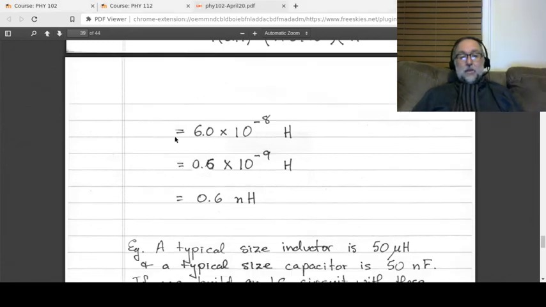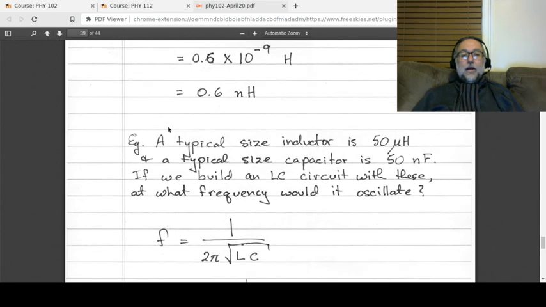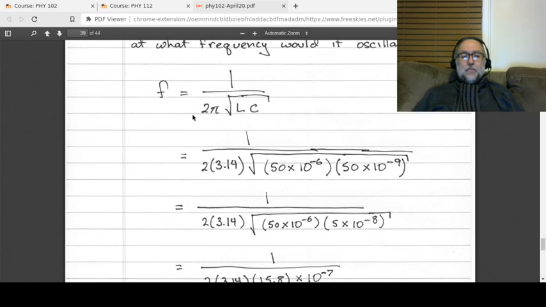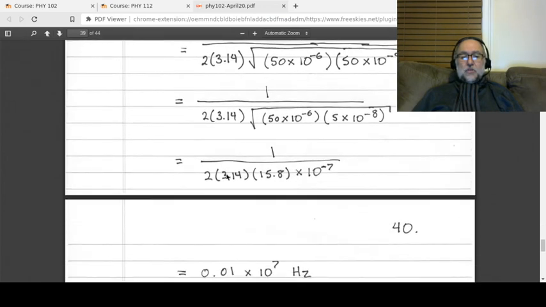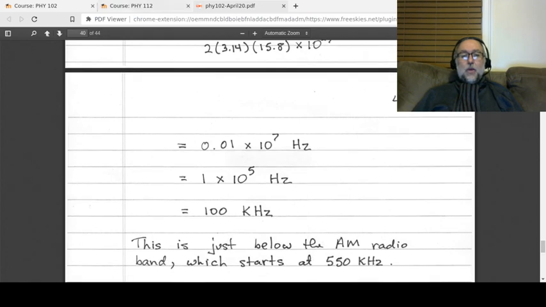All right, so there's how you build a crystal radio. Here's another example. A typical size inductor is 50 microhenries, and a typical size capacitor is 50 nanofarads. And we build an LC circuit, and at what frequency does it oscillate? I just wanted to show you what frequencies you get with typical size capacitors and inductors. So you plug in these numbers, and I'm just going to skip the details here. You wind up with 100 kilohertz.